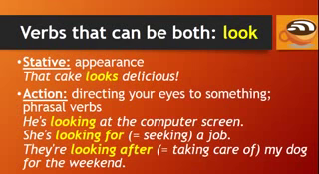Look is another verb that can be both stative and an action. Look is a stative verb when referring to something's appearance. For example, that cake looks delicious. Look is an action verb when talking about directing your eyes to something, or in phrasal verbs. For example, he's looking at the computer screen, meaning he is directing his eyes to the computer screen. She's looking for a job, meaning she's seeking a job. They're looking after my dog for the weekend. Looking after means taking care of.